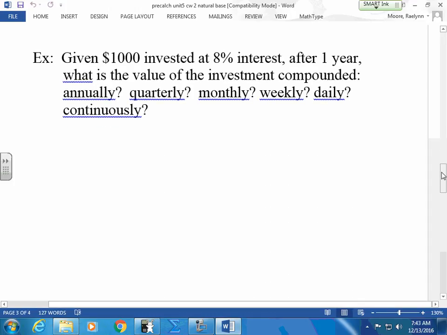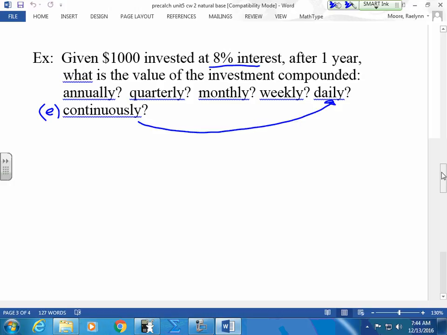Okay, so let's try one. Given we invest $1,000 at an 8% interest rate, which you'll never ever see. After 1 year, what is the value of the interest compounded annually, quarterly, monthly, weekly, daily, continuously? So we're just going to set this up a couple times until you see what's changing. Continuously is E. Perfect. That one works differently. This answer will be very, very close to your daily.